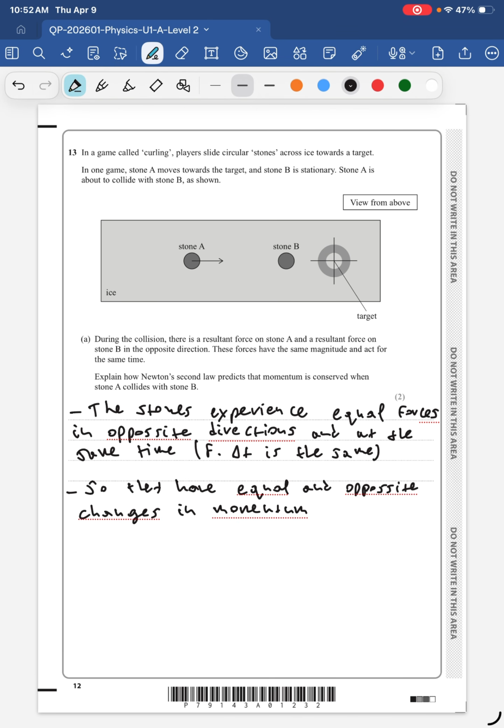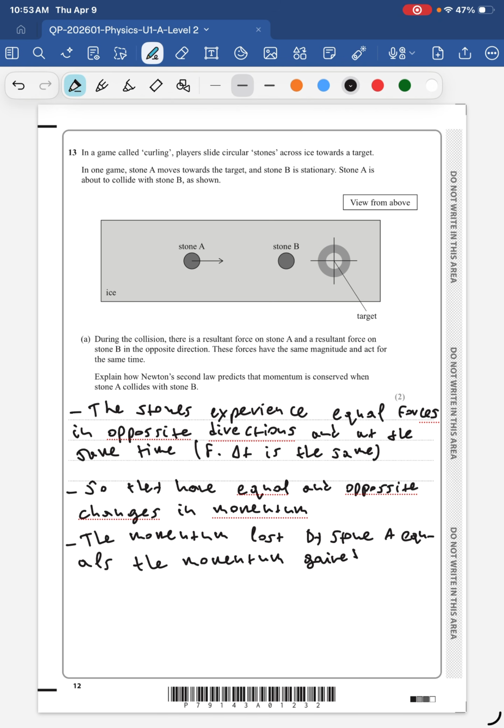So the momentum lost by stone A equals the momentum gained by stone B. Okay, so momentum is conserved.